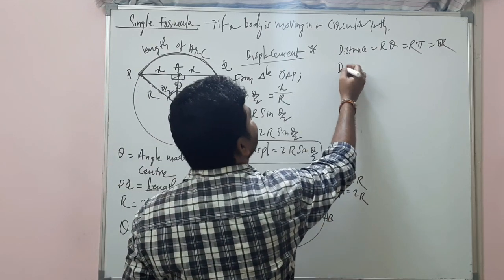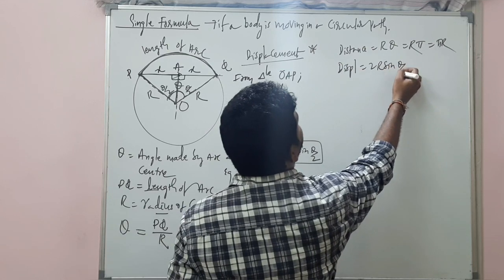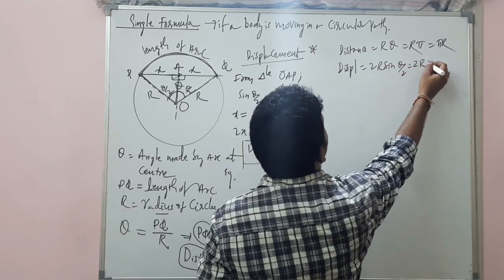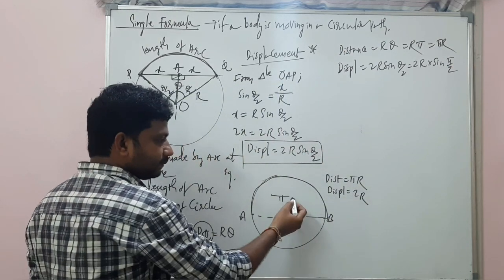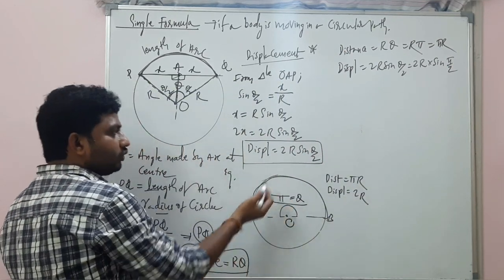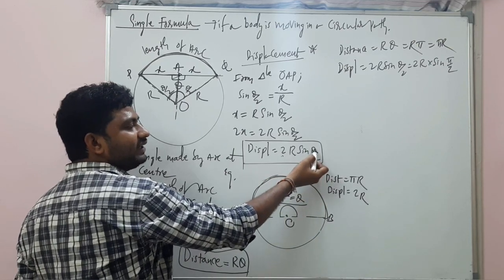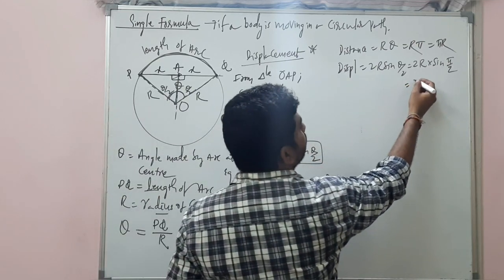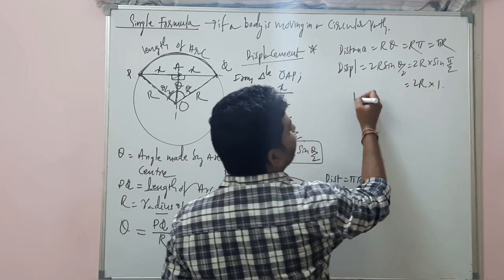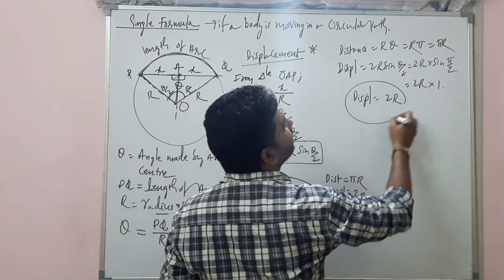Displacement. It's 2r sine theta by 2. That is 2 into r into sine pi by 2, because theta is pi. So with the formula 2r sine theta by 2, we get 2 into r into sine pi by 2. Sine pi by 2 is sine 90, right? Sine 180 by 2 is sine 90. Sine 90 is 1. So 2r into 1. So what is the displacement in this case? It's 2r, my dear students.